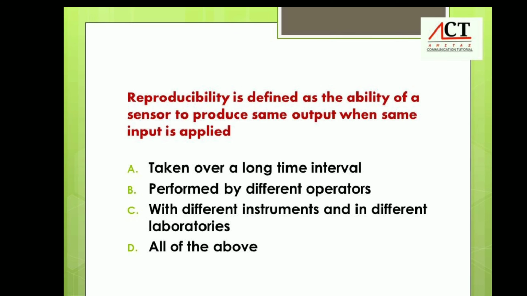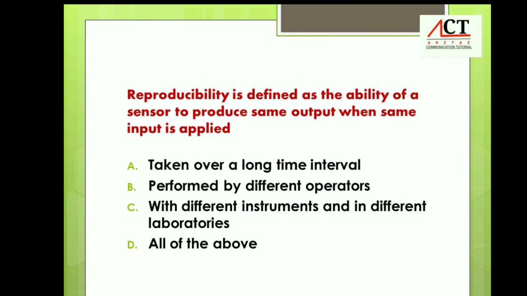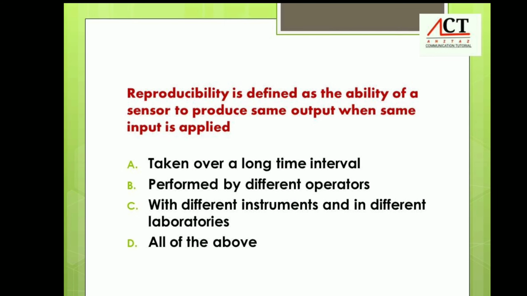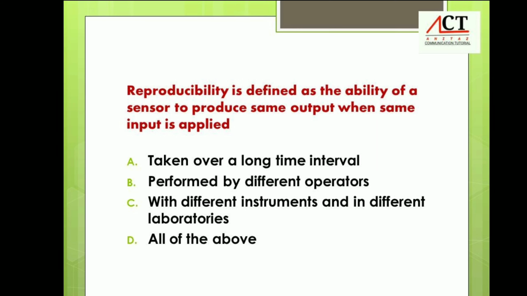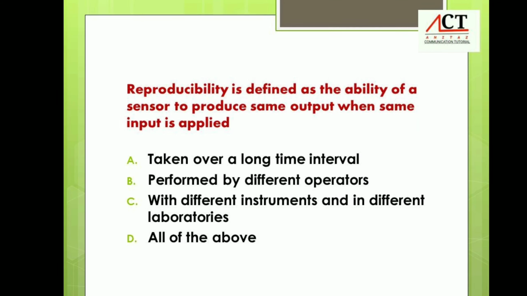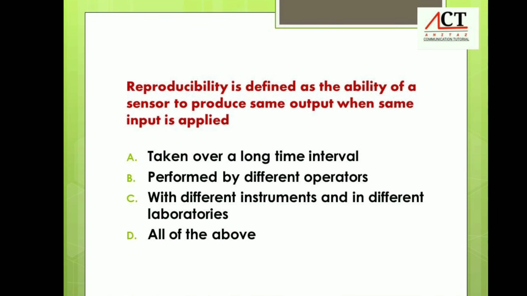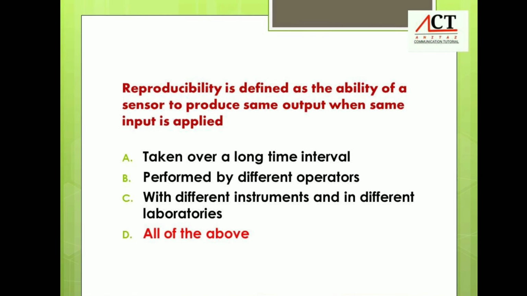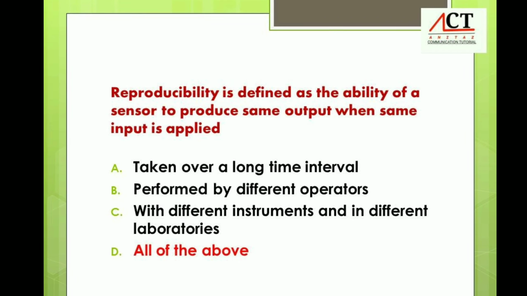Next question is, reproducibility is defined as the ability of a sensor to produce same output when same input is applied. Option A, taken over a long time interval, B, performed by different operators, C, with different instruments and in different laboratories, and D, all of the above. And the correct answer is option D, that is all of the above.